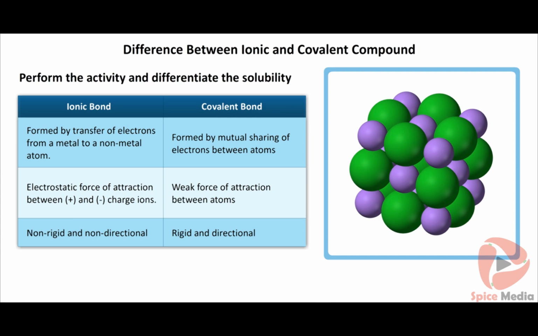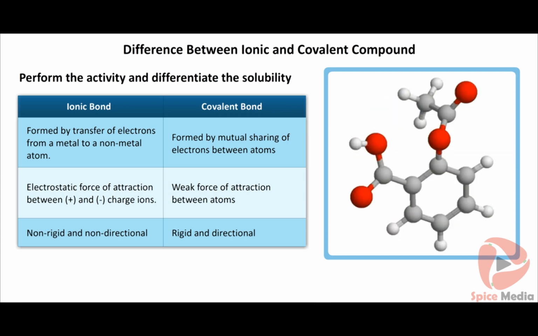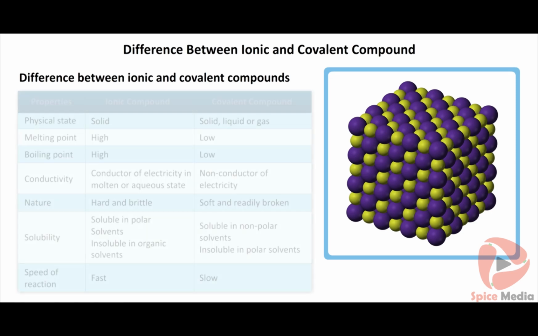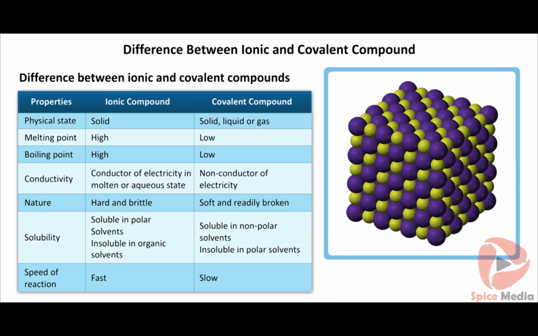Covalent bond: weak force of attraction between atoms. Ionic bond: non-rigid and non-directional. Covalent bond: rigid and directional. Difference between ionic and covalent bonds. Physical state: ionic compound solid, covalent compound solid, liquid or gas. Melting point: ionic compound high, covalent compound low. Boiling point: ionic compound high, covalent compound low. Conductivity: ionic compound conductor of electricity in molten or aqueous state, covalent compound non-conductor of electricity.